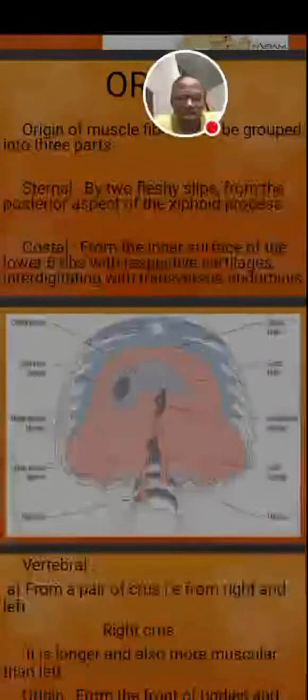But you also find it originating from the median arcuate ligament. Look at it, this thing here, the median arcuate ligament. You also find another, the medial arcuate ligament, and another from the lateral arcuate ligament. And we say these things are pairs.